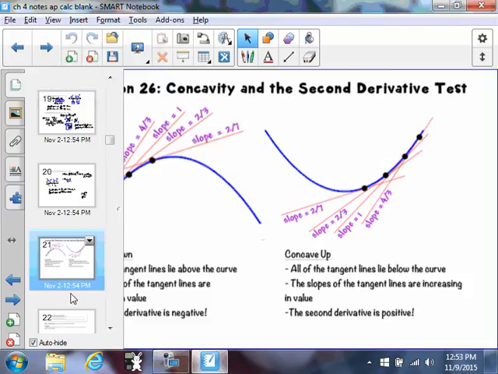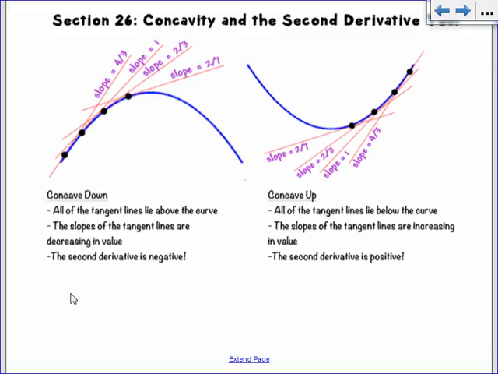All right, so section 26 is on concavity and the second derivative. Okay, so concavity is kind of a weird thing to explain. Basically, if you have some kind of picture, let me draw it down here. Let's say I have some kind of function that looks like this, and I want to talk about where something is concave up and concave down.